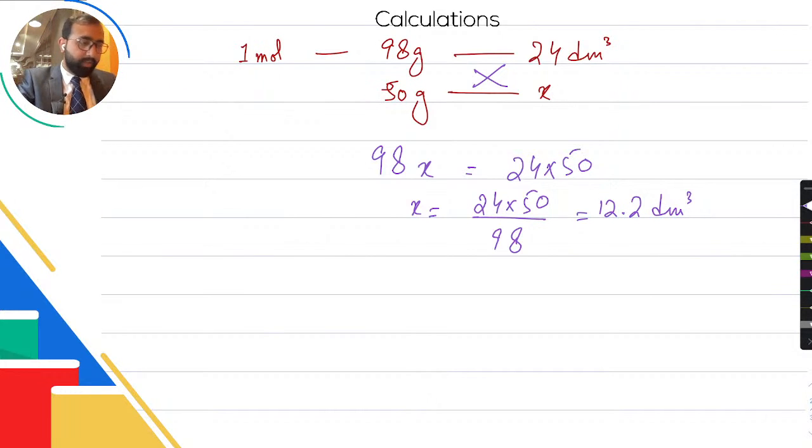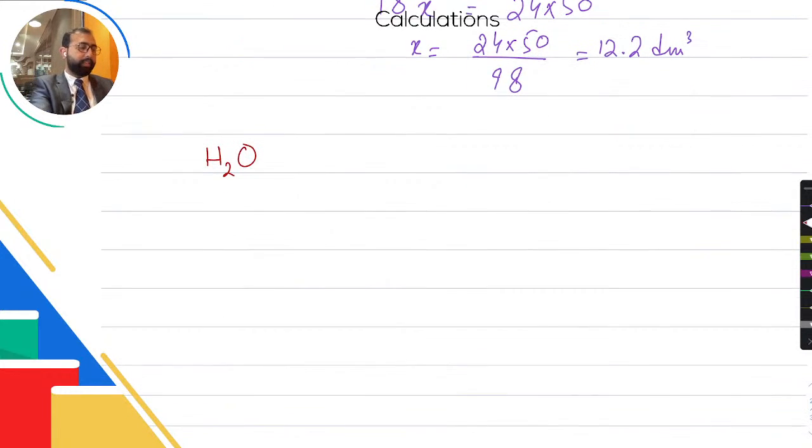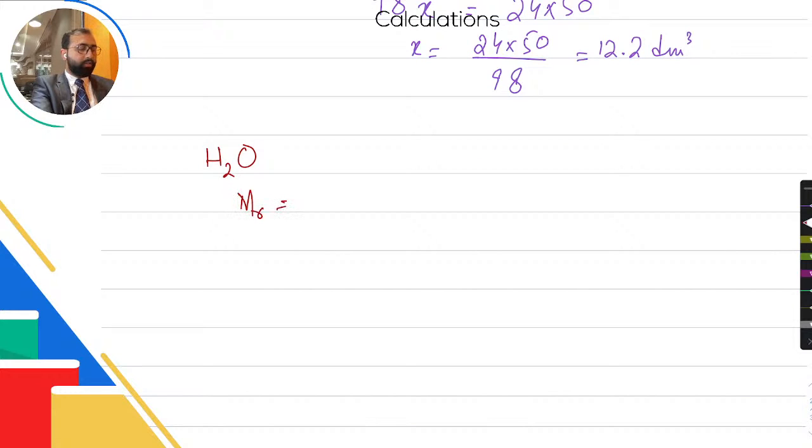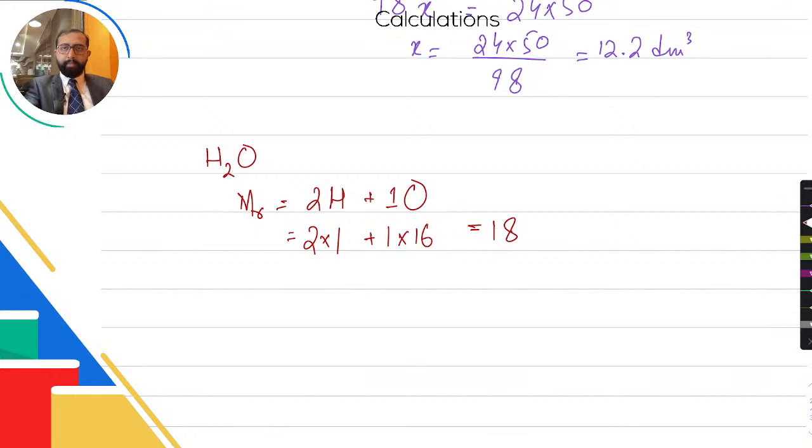I'll do it again. Another problem. Here's a question. We boil 200 grams of water. What is the volume of steam that we get? So we have 200 grams of water and we're boiling it. We have water, so H2O. What's its Mr? Let's calculate that. I have 2 hydrogens and 1 oxygen. So 2 times 1, that is 2 for hydrogen, plus 1 times 16, that is 18 in total. 18 is the Mr. So what's 1 mole? 18 grams. There you go.